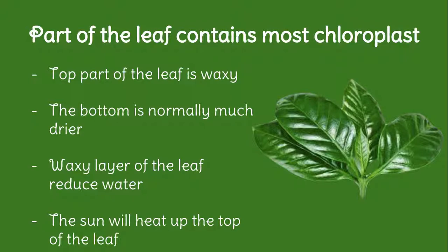The top part of a leaf is waxy. The bottom part is normally much drier. This waxy layer of the leaf reduces the amount of water evaporating out of the leaf. The sun will heat up the top of the leaf, which makes more water try to escape from the leaf's top surface.